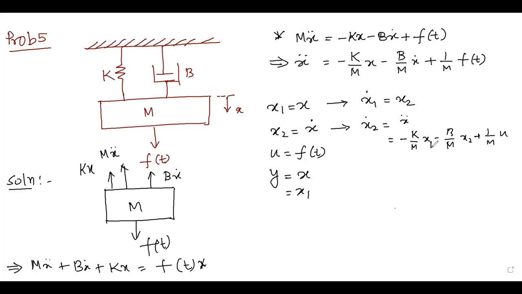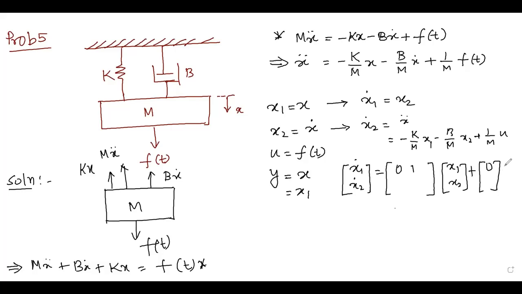Now write these two equations in matrix form. These are the derivatives of the states: x1 dot, x2 dot. x1 dot equals x2, so 0 1, times x1 x2, plus 0 u, and x2 dot equals minus k by m, minus b by m, and 1 by m. Is it clear? This is the state representation. Shouldn't that be 1 by m there? Yes, 1 by m, very good.